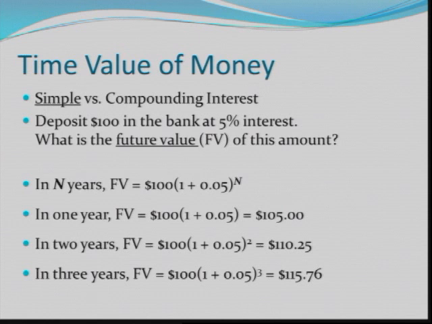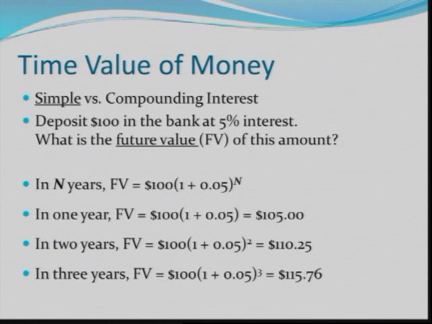But we've talked about the federal funds rate, how low it is right now, because the Fed's trying to stimulate the economy by buying bonds. So if you were to deposit $100 in the bank at 5% interest, okay, here's the formula. Your $100 is your present value, this present value of your money.